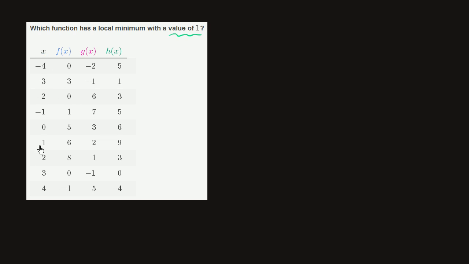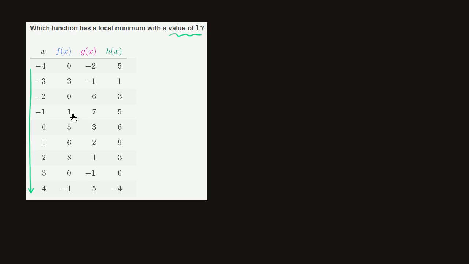So they tell us the x values, and we see x increasing from -4 all the way to +4. Our x values are increasing, and they give us different functions here. They essentially ask, which of these functions have a local minimum where the value of the minimum is 1? So they hit a minimum point at 1. That means the value of the function must be 1 at that minimum point.